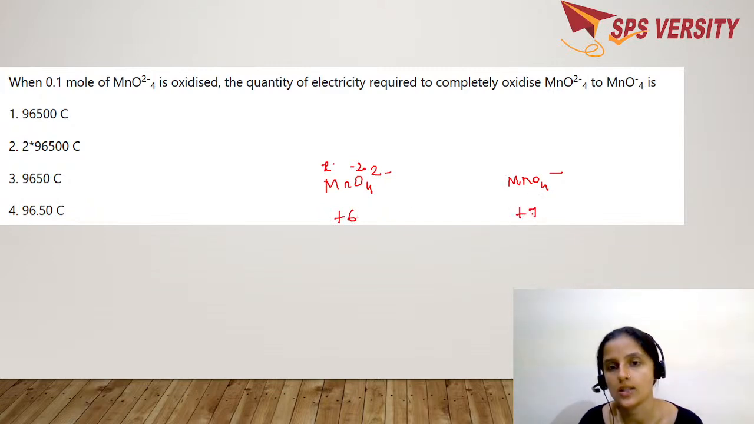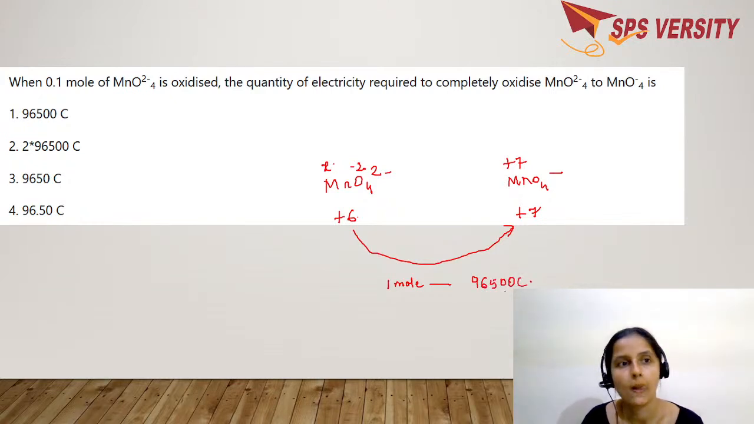The oxidation state is +7 over here. So to convert, the change is 1. So for 1 mole of electrons, you need 96,500 coulombs. Now here you have 0.1 mole, because the change in oxidation state is just 1. So 1 farad of electricity is needed for 1 mole of manganate to get converted to permanganate.